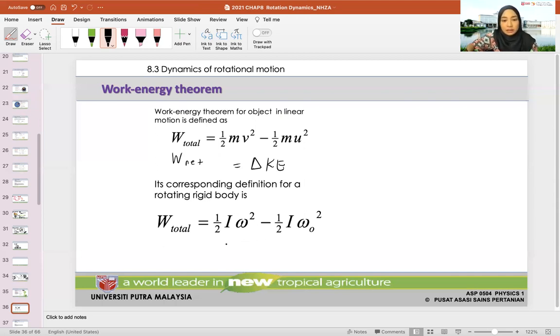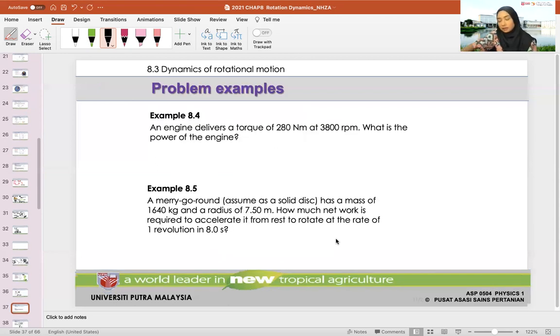Same here. So 1 over 2 I omega squared minus 1 over 2 I omega naught squared, same as 1 over 2 mv squared minus 1 over 2 mv naught squared. Okay, that's the theory done for now.